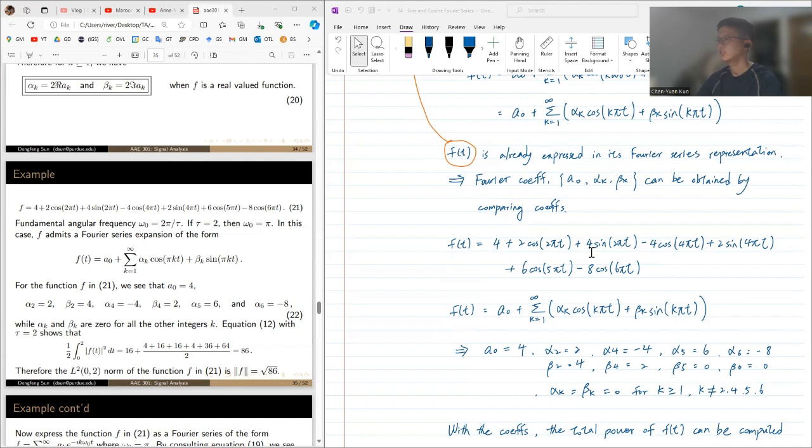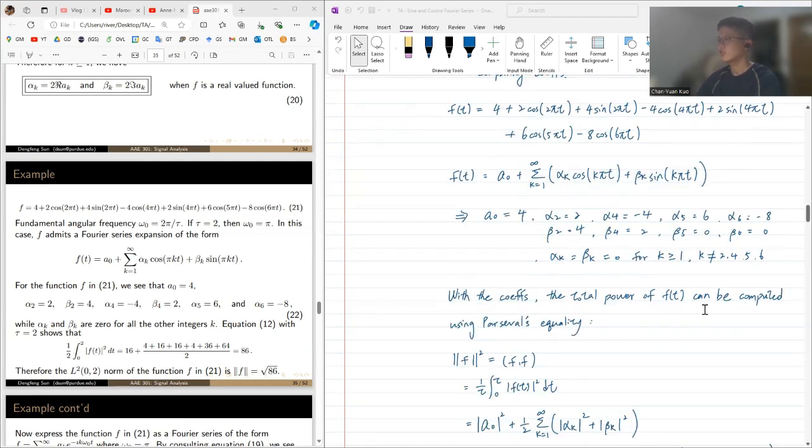And you can do the same for the rest of the coefficients, and you will see that in the end, alpha 4 is equal to -4, beta 4 is equal to 2, alpha 5 is equal to 6, beta 5 is equal to 0, and alpha 6 is equal to -8, beta 6 is equal to 0. And for the rest of the coefficients, alpha k and beta k, their values are all 0.